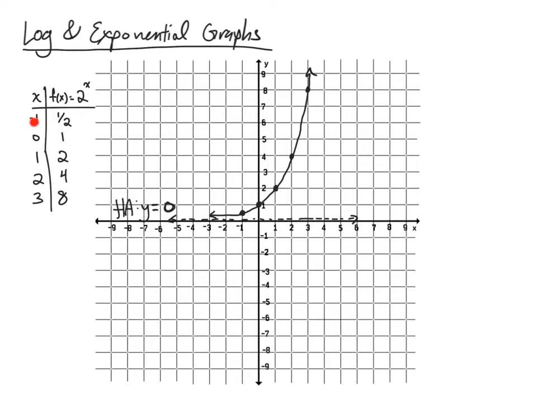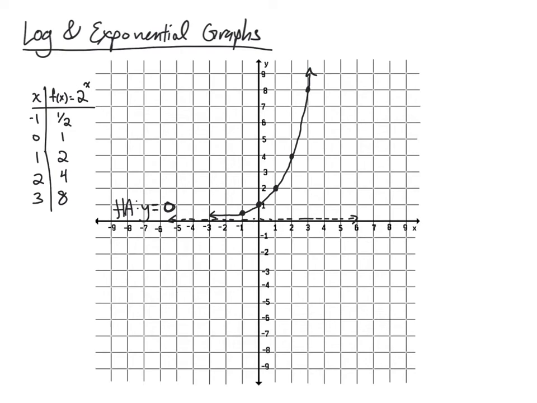So we know that -1 is paired up with 1 over the base, or the reciprocal of the base, in this case 2. 0 is always paired up with 1. 1 is always paired up with the base. Now I went a few points extra here, so I substituted 2 in for x. 2 squared is 4. I substituted a 3 in for x. 2 to the third power, 2 times 2 times 2 is 8. Just to get this graph a little bit of a longer curve graphed.